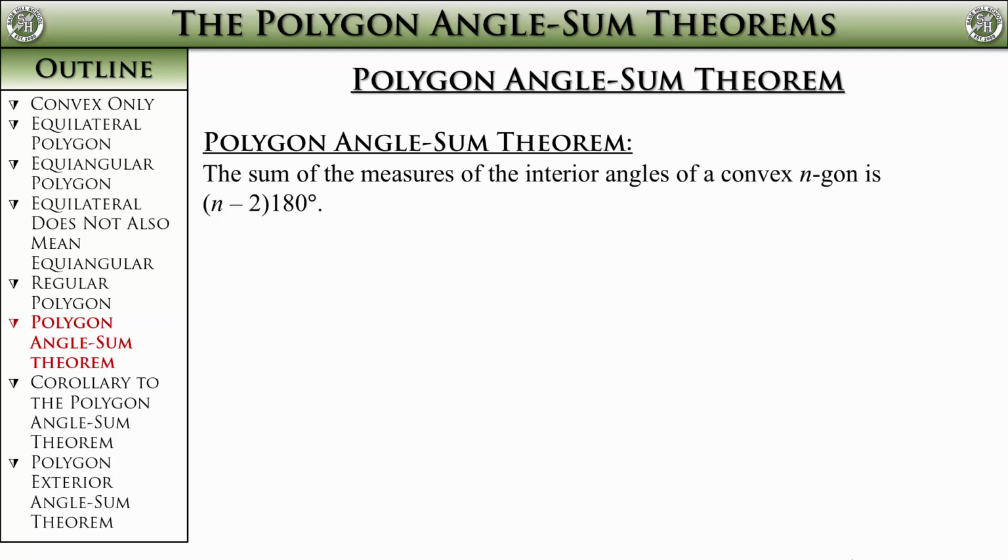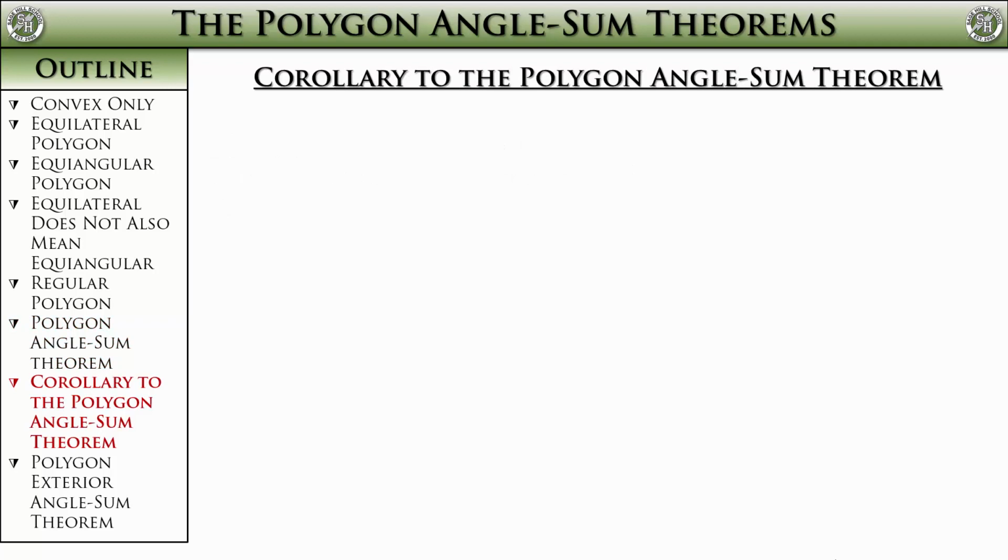Simply plug in the number of sides for n, and then let the calculator do the work for you to find the total number of degrees inside the polygon that you have. It's a pretty simple formula. The Polygon Angle-Sum Theorem works on any type of convex polygon. It doesn't matter how many sides you have, and it doesn't have to be regular.